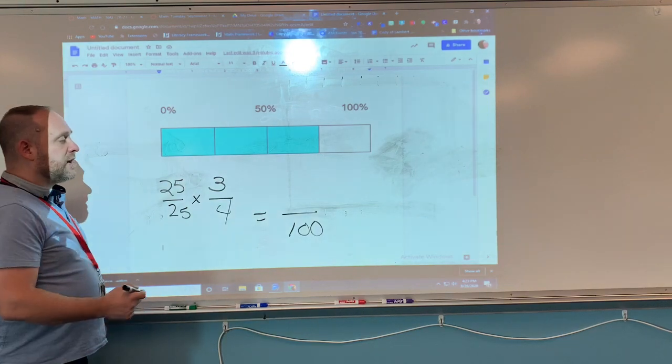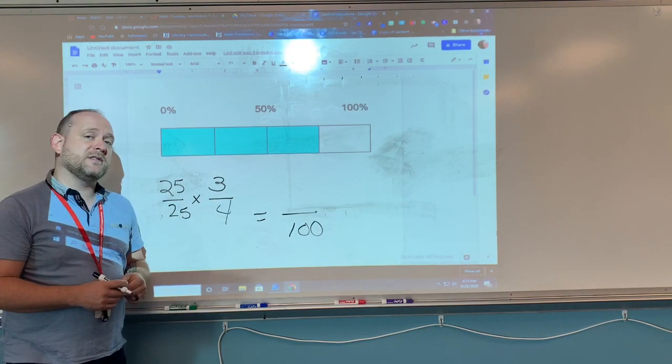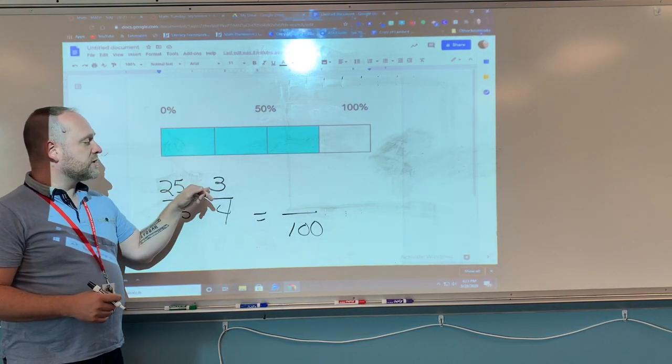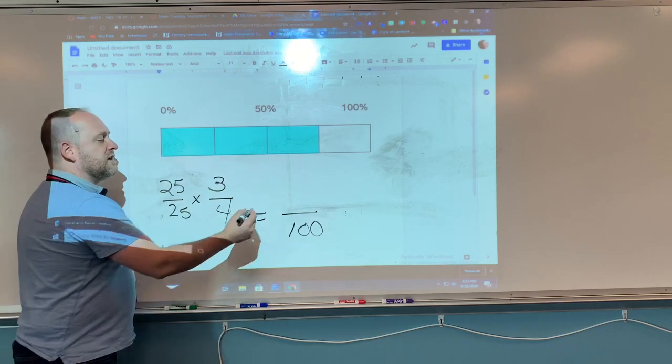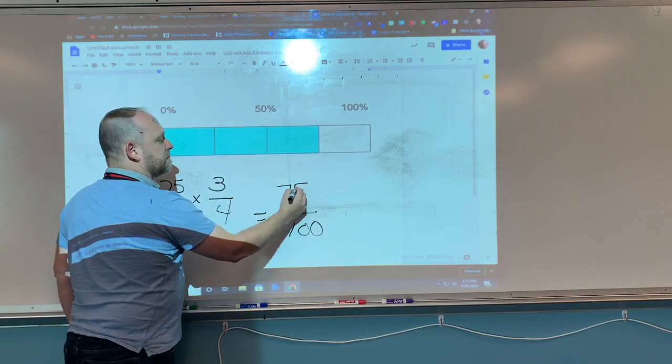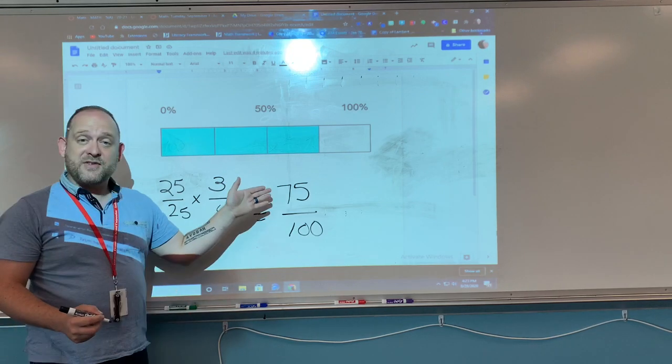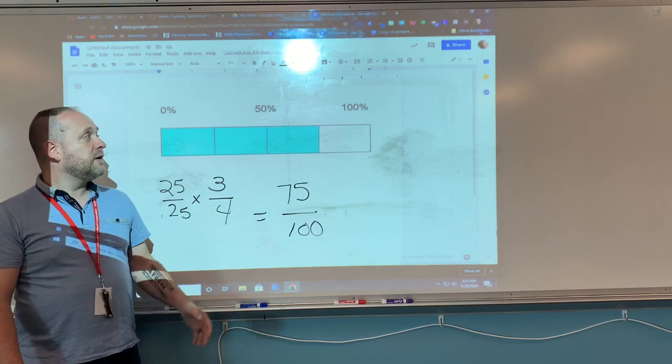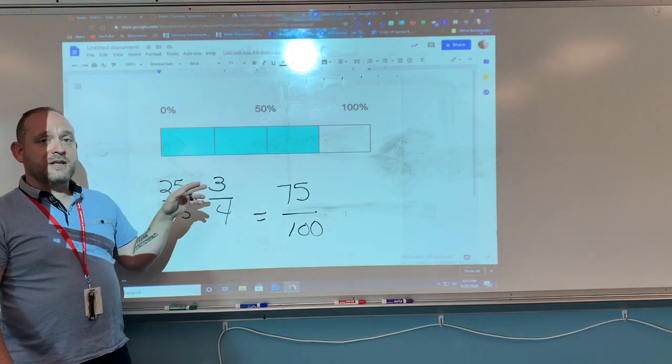And if I do 25 times 3, well, I happen to know that one in my head too, because 3 quarters equals 75 cents. So ladies and gents, I have 75 out of 100 pieces if I were to break this up into tiny pieces.